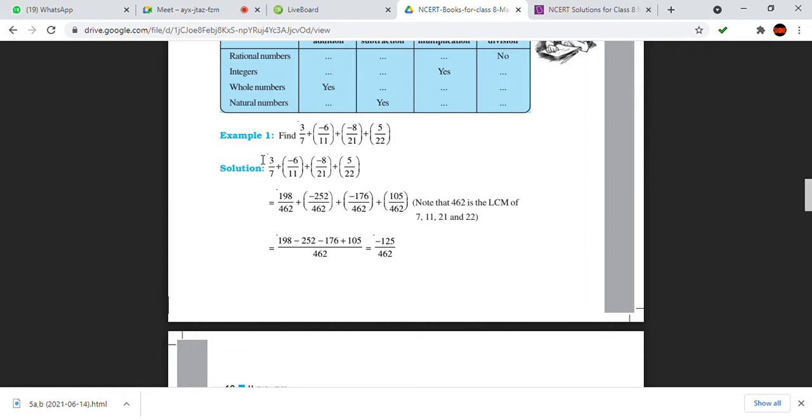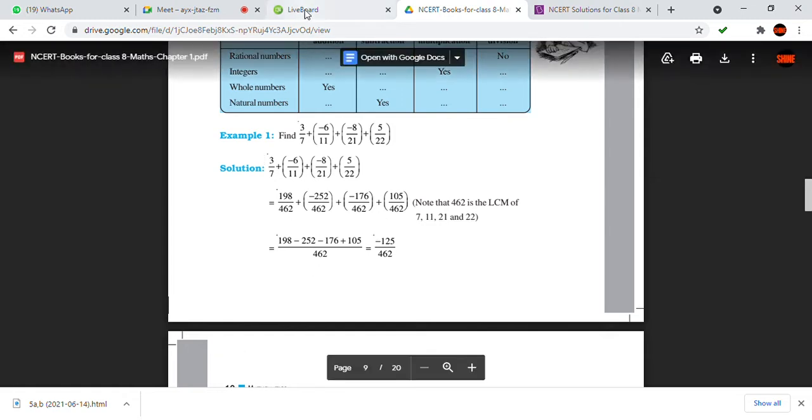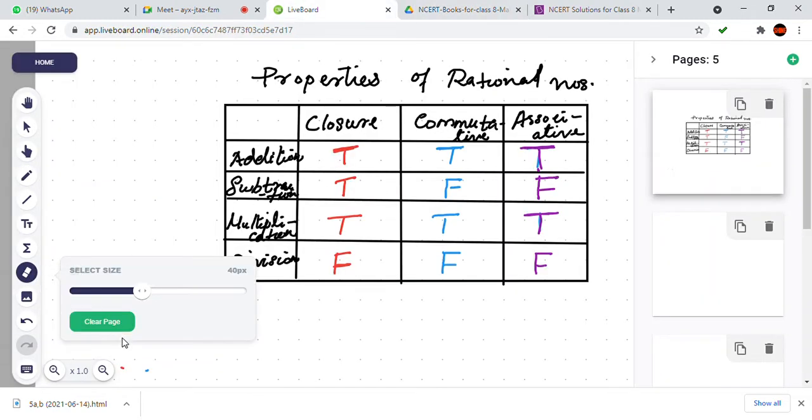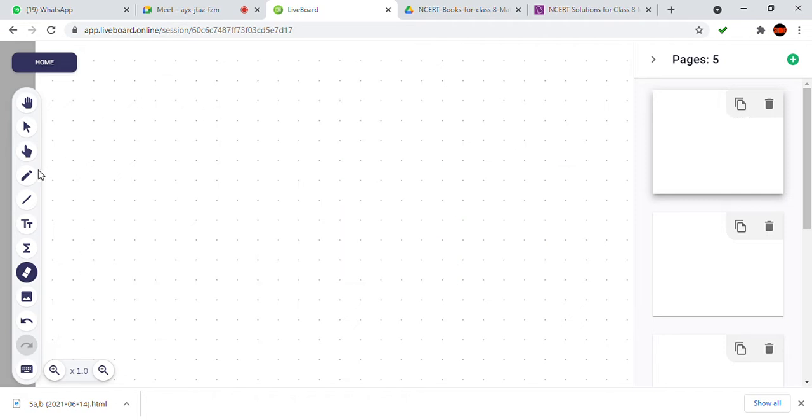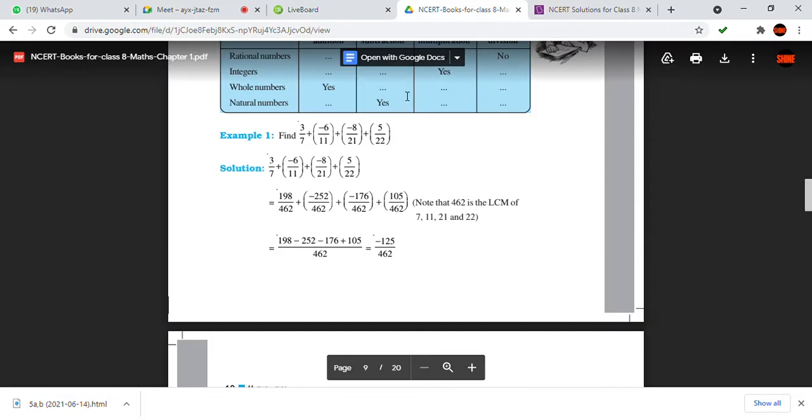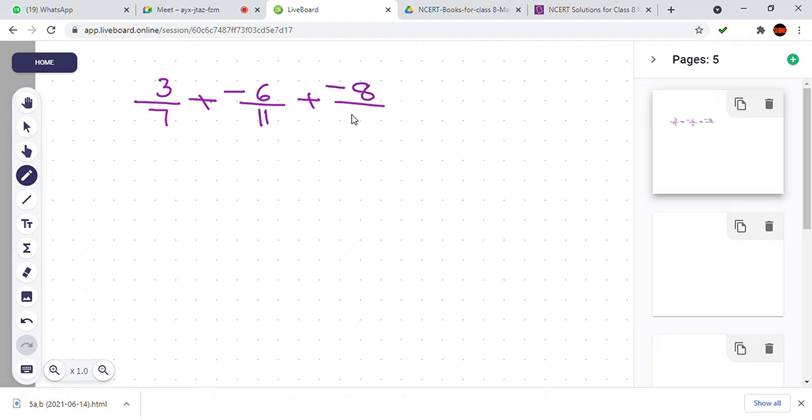Find 3 by 7 plus minus 6 by 11 plus minus 8 by 21 plus 5 by 22. Now that is the question.